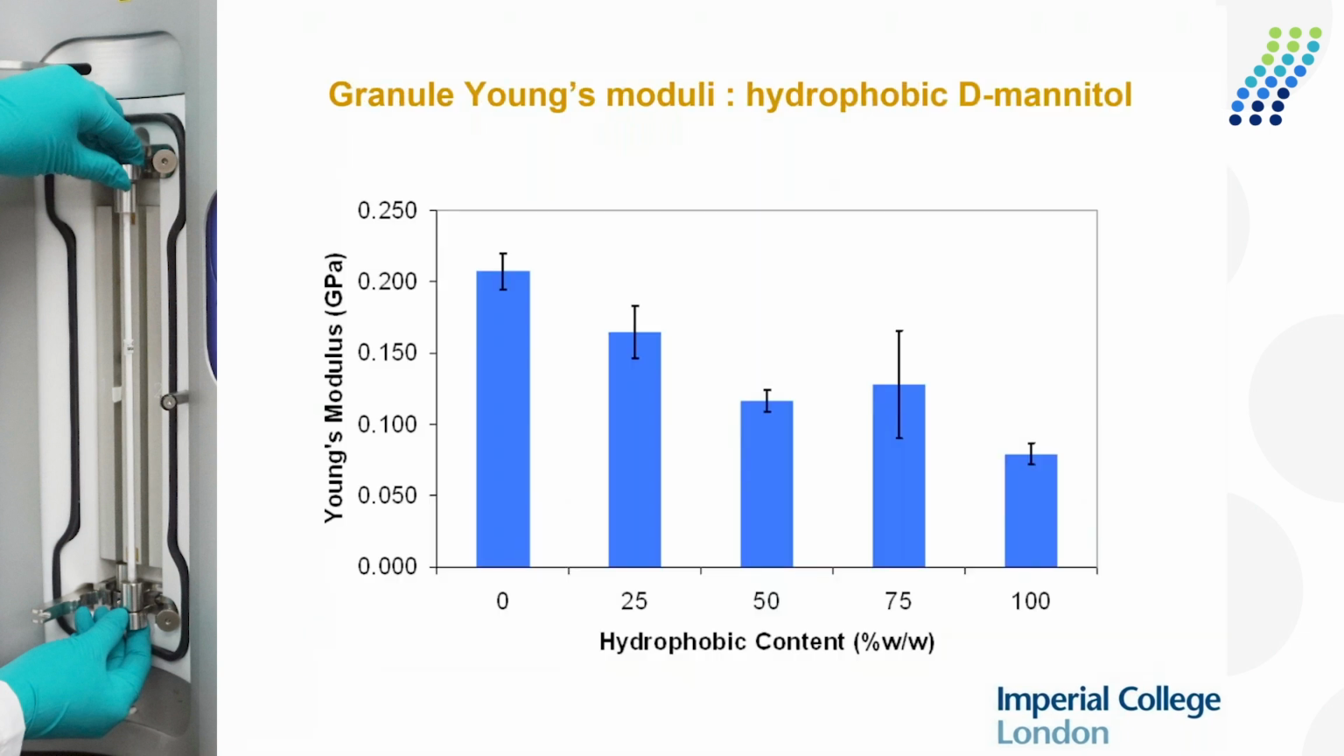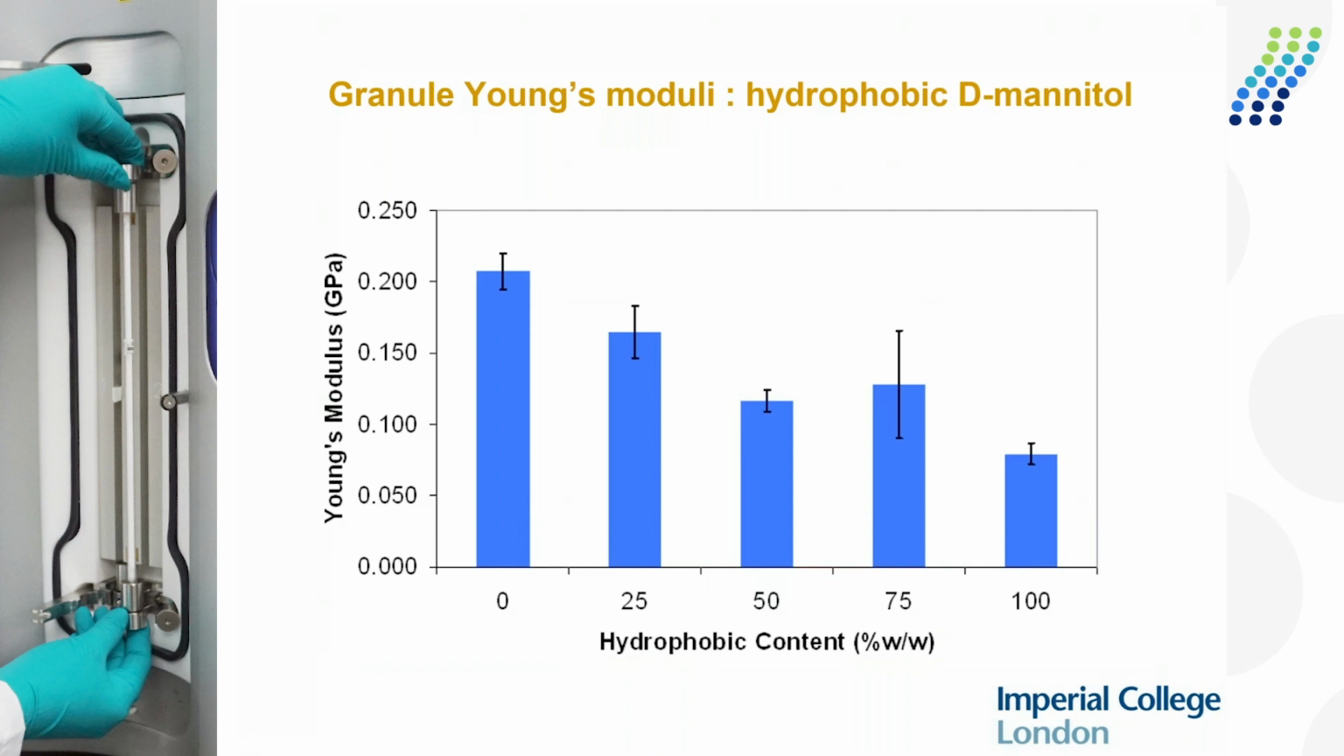This just shows you diagrammatically the difference in Young's modulus for the materials based on their hydrophobic content. The ones that were the most hydrophilic, the as-received, untreated mannitol, exhibited much stiffer properties because those particles are more strongly adhered together inside the construct, inside the actual granule.